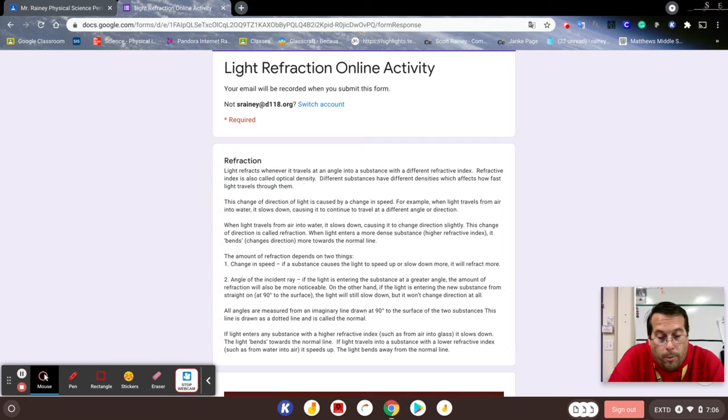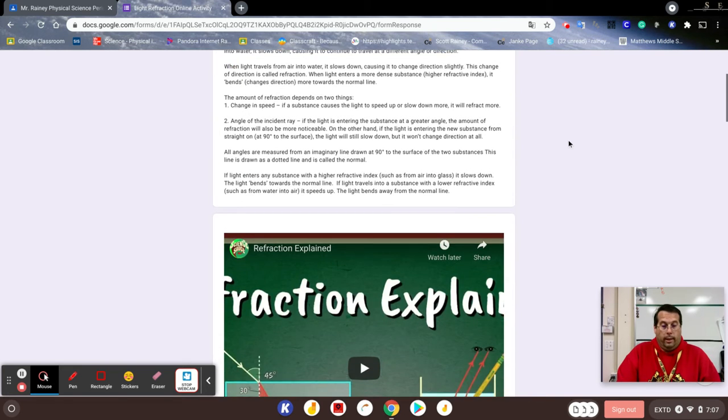All angles are measured from an imaginary line. We call that the normal. If light enters any substance with a higher refractive index, such as air to glass, it's going to slow down. The light is going to bend more towards that normal line. If light travels into a substance with a lower refractive index, such as water, it's going to speed up. It's going to bend away from the line.